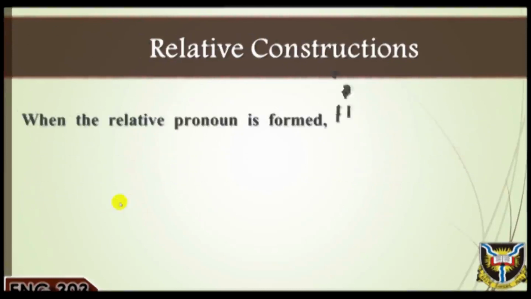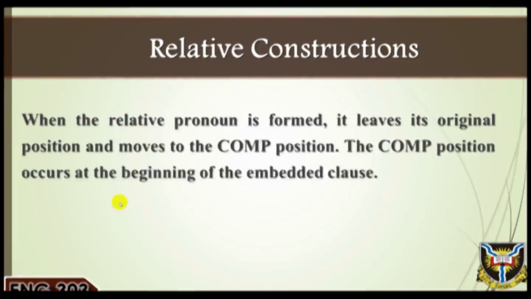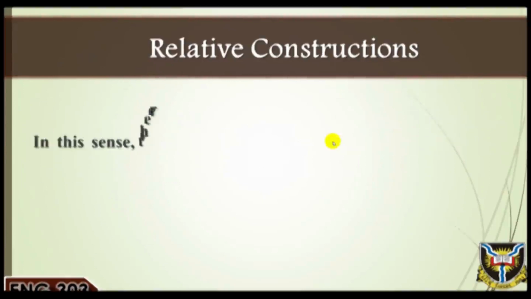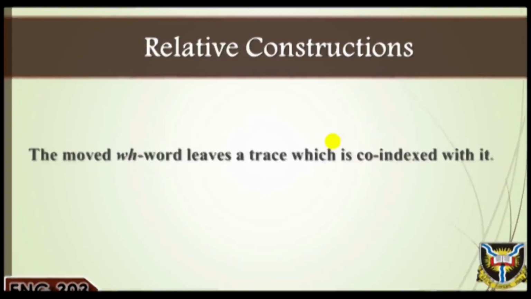When the relative pronoun is formed, it leaves its original position and moves to the COMP position. The COMP position occurs at the beginning of the embedded clause. In this sense, the relative pronoun moves there to serve as a link or a clause introducer to the main clause. The moved WH word leaves a trace which is co-indexed with it. In the process of analysis, all the other components of the sentence are analyzed to the word level, and the affix-hopping rule is applied to facilitate the realization of the surface structure.